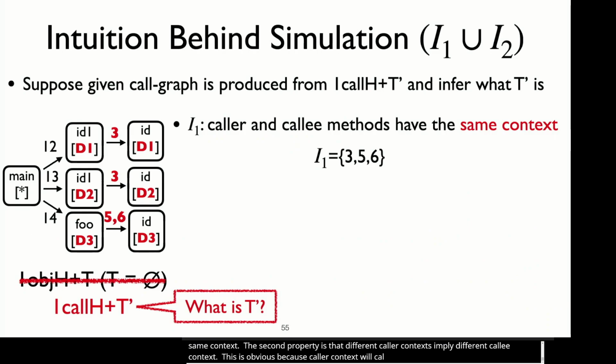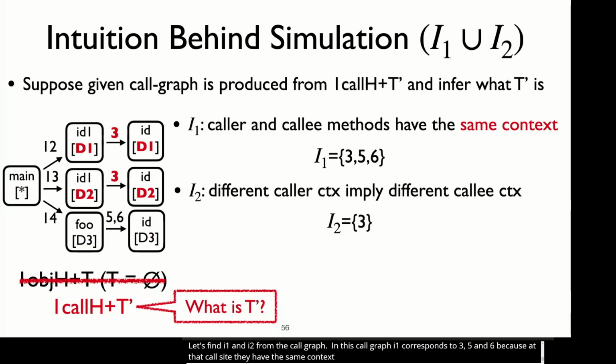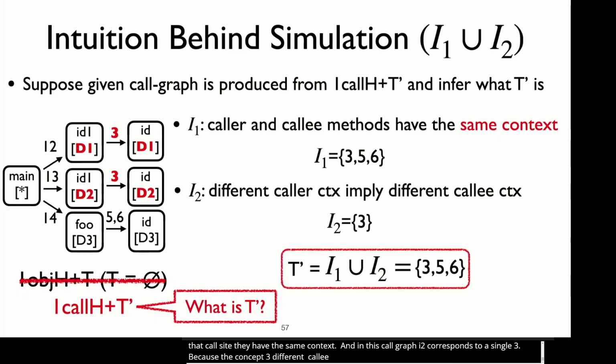So let's find I1 and I2 from the call graph. In this call graph, I1 corresponds to 3, 5, and 6 because at those call sites, the caller method and calling method have the same context. And in this call graph, I2 corresponds to the singleton set {3} because at call site 3, different caller contexts imply different calling contexts. So suppose the inferred tunneling abstraction T' is {3, 5, 6}.